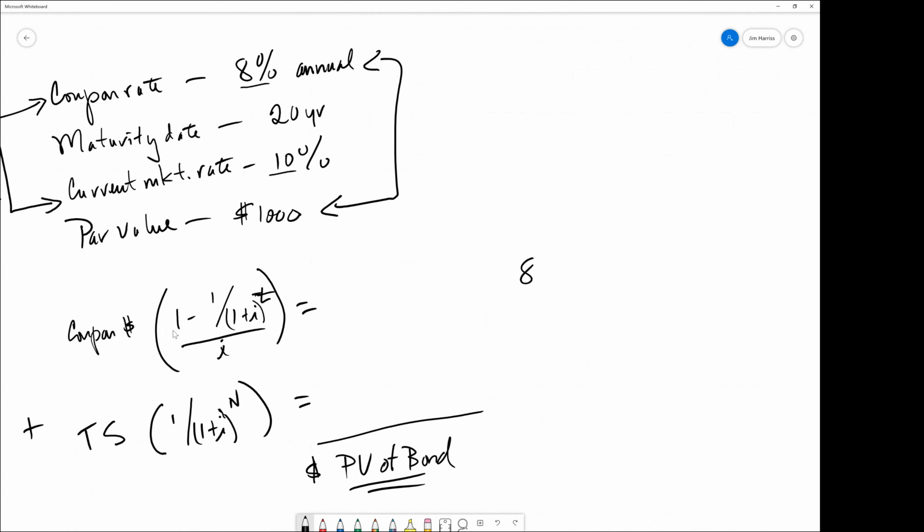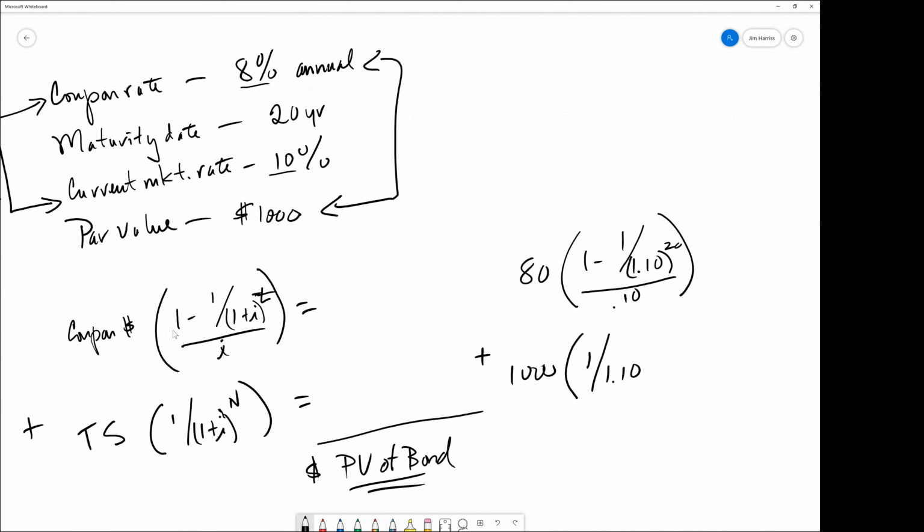All right, so we've got $80, and we're going to multiply that times 1 minus 1 over 1.10, the current market rate, for 20 years, okay? Plus 1,000 times 1 over 1.10 to the 20th. Because you're discounting at the rate that you could have earned. That's your opportunity cost, all right? So let me work this on my little calculator here.